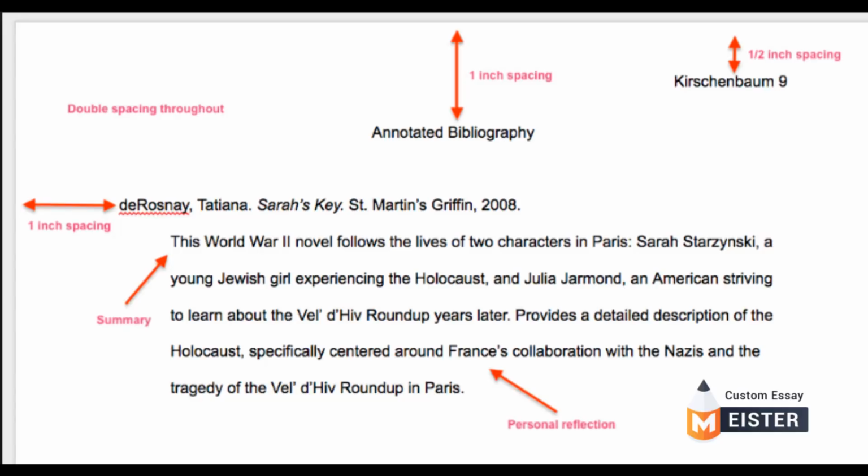Finally, the relevance. Your annotation may also talk about the relevance of the source to your topic. In this part, you may talk about how the sources relate back to your topic and how you will use the information.